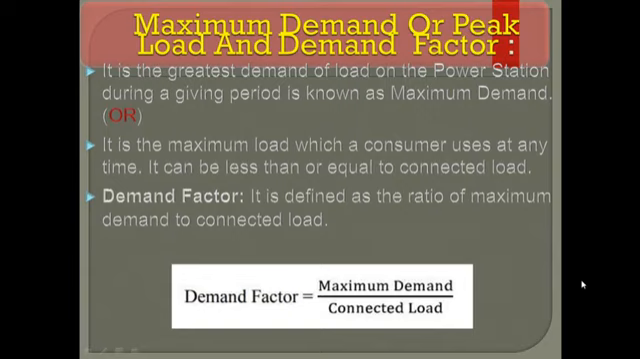And then what is demand factor? Demand factor of any system or a part of the system is the ratio of maximum demand of the system or a part of the system to the total connected load of the system or part of the system under consideration. So in simple way, we can say demand factor is equal to maximum demand divided by connected load.